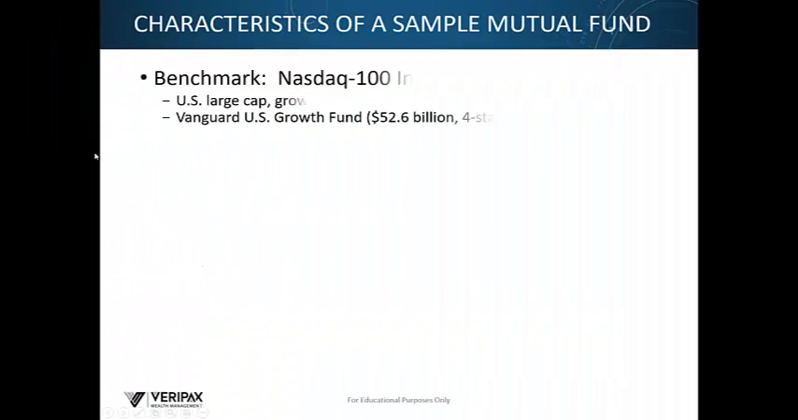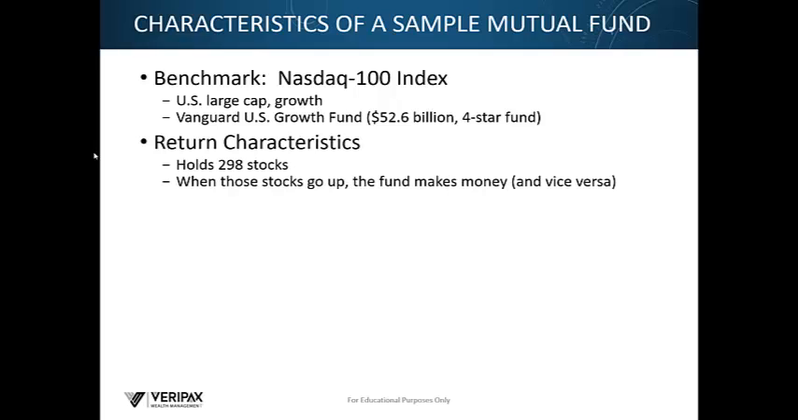Let's say we want a good growth U.S. large company investment. I'm going to measure success by comparing its return to the NASDAQ 100 index, which is the largest 100 stocks in the broader NASDAQ index. If I just wanted to keep up with a benchmark, I could purchase the Invesco NASDAQ fund, but I want the opportunity to beat the index. So I'm going to choose the Vanguard U.S. Growth Fund, which is rated 4 out of 5 stars by Morningstar, has over $52 billion in it. So it's a pretty popular fund.